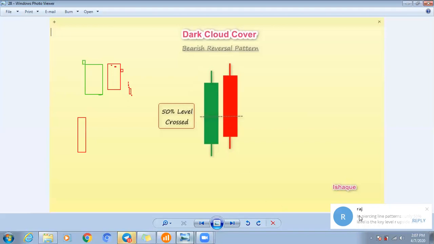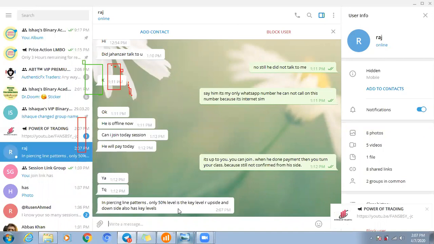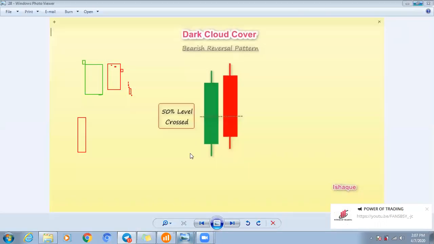Only the 50% level is the key level. The 50% level of the first candlestick is the key level. Yes, ask me. Sir, in engulfing, piercing or dark cloud, I'm marking this 50% level.